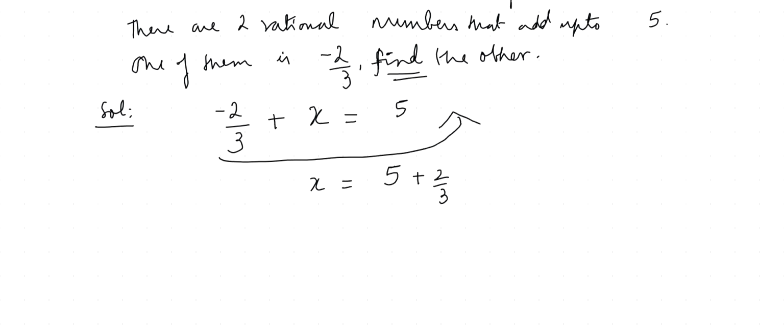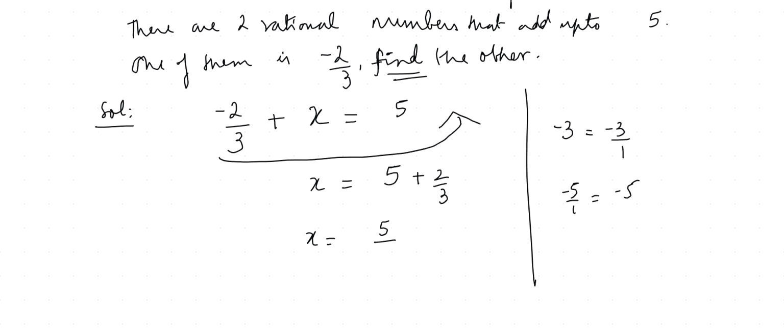Now I have to add 5 with 2 by 3. I told you that whenever you have an integer, we can convert it into a rational number. For example, minus 3 is an integer. In the rational number terminology, it will be minus 3 over 1. Putting a 1 in the denominator is redundant, so minus 5 by 1 is the same as minus 5. Here it is 5, so write 5 as 5 by 1.